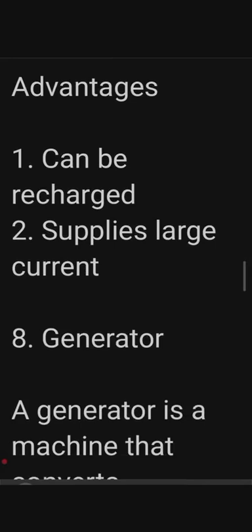Advantages: it can be recharged. An accumulator can be recharged. An accumulator supplies large current.